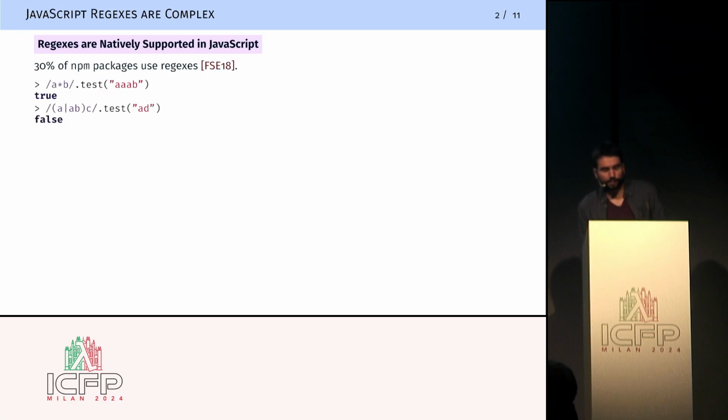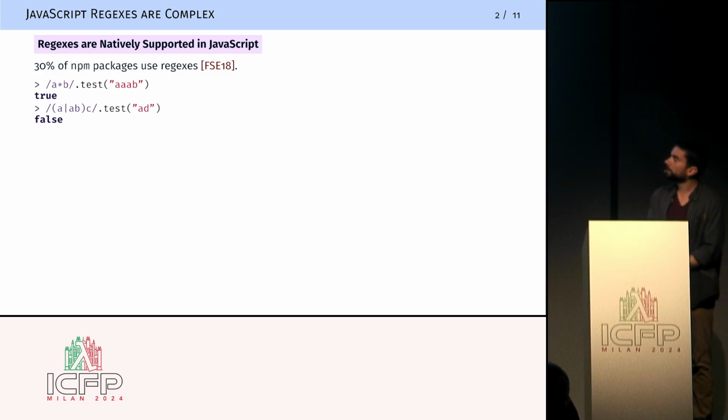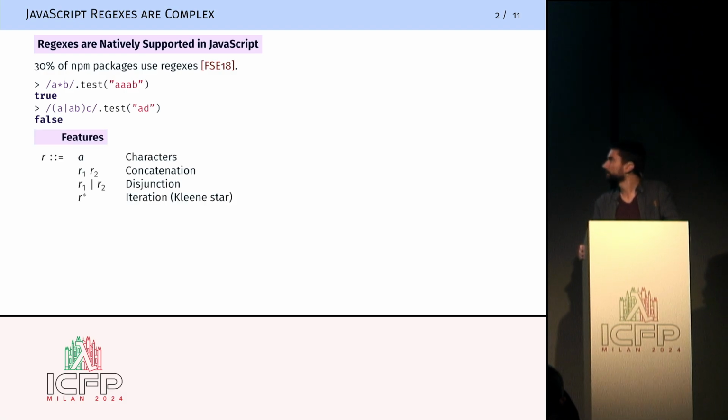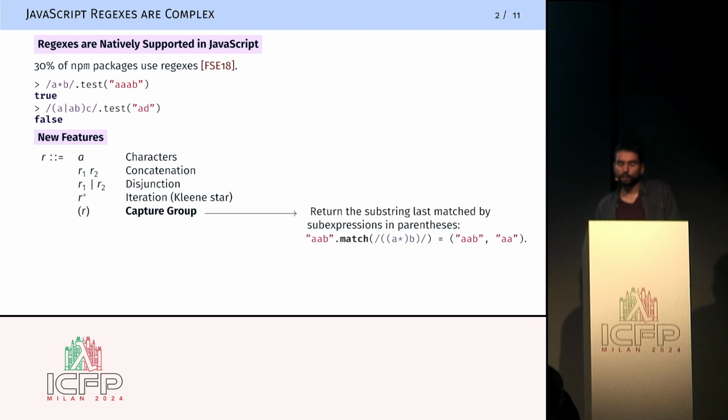So let's take a closer look at JavaScript regexes. Like in many modern programming languages, JavaScript includes regex and supports them natively. You can write those kinds of things into your programs, and you don't need any external libraries to execute them. Apparently, a lot of people do. Now, when I say regexes, I don't just mean your standard regular expressions. Of course, we still have all of these nice constructs like concatenation, disjunction, and iteration, but we also have so much more. For instance, we now have capture groups.